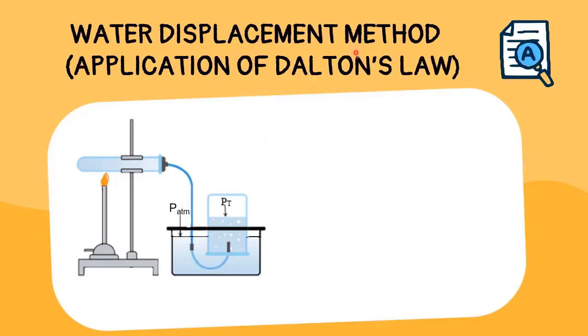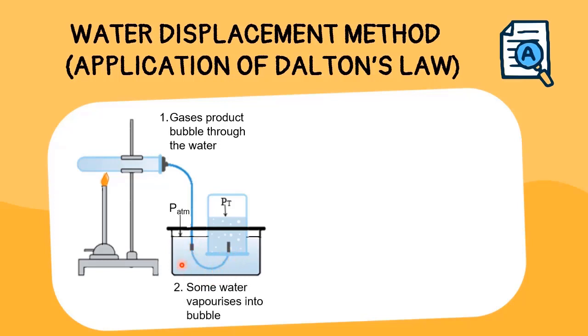The water displacement method is the process of measuring the volume of an irregularly shaped object by immersing it in water. It is also an application of Dalton's law. The decomposition reaction takes place inside the boiling tube, producing oxygen gas, where the gas product is then bubbled through the water, and it can be seen that some water vaporizes into the bubbles.